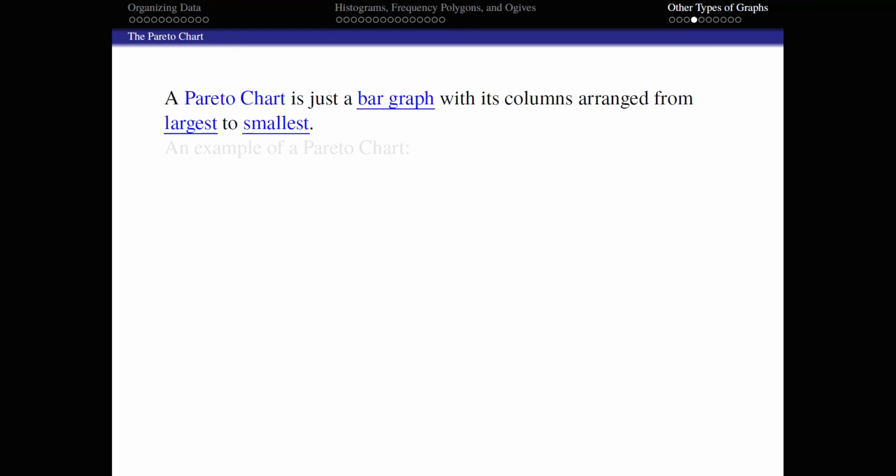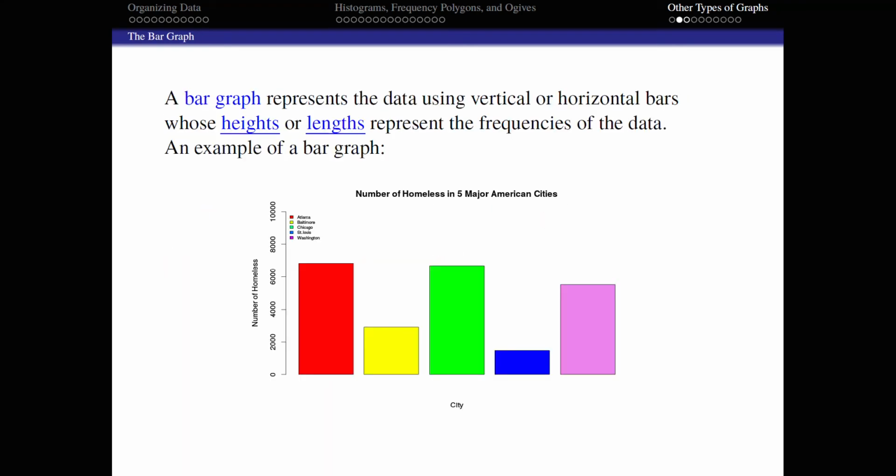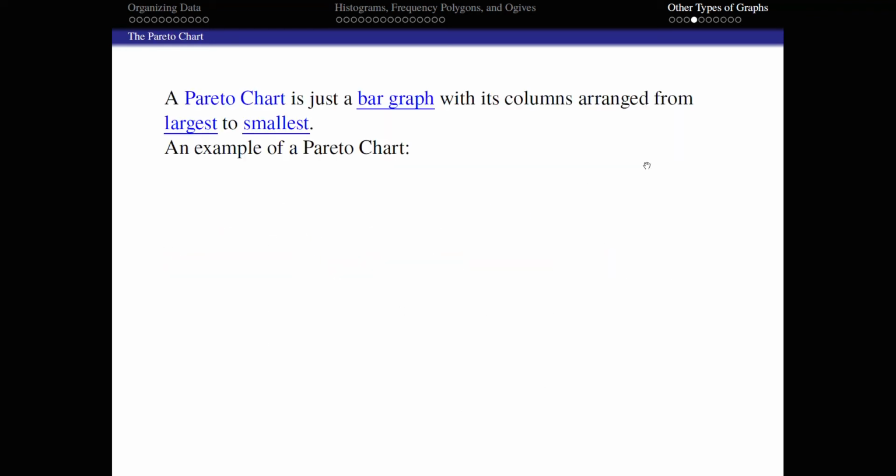A Pareto chart is just a bar graph with the columns arranged from largest to smallest. So again, we mentioned that there's no nice way to order these columns necessarily in a bar chart. It doesn't really matter. However, in a Pareto chart, what you're going to do is you're going to take these columns and you're going to arrange them from largest to smallest. So we'd arrange it in the order Atlanta, Chicago, Washington, Baltimore, St. Louis, as opposed to just having it in this random arrangement as it is here.